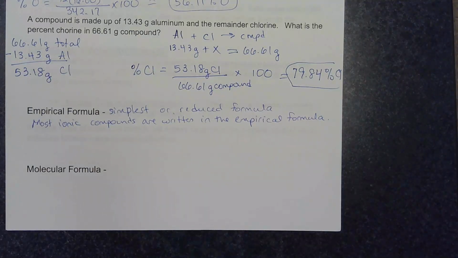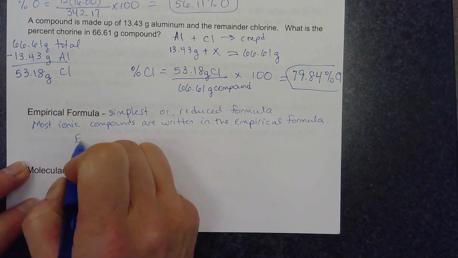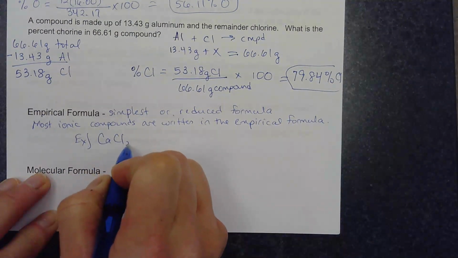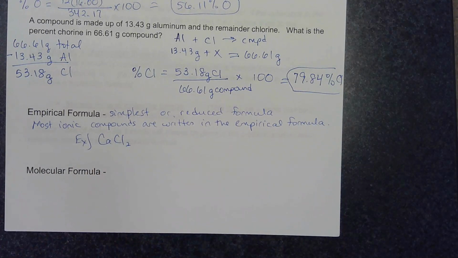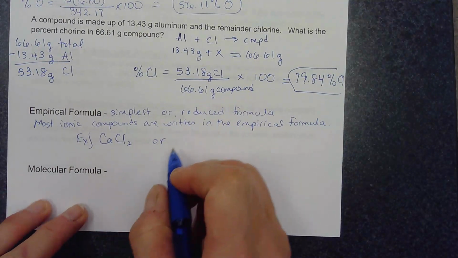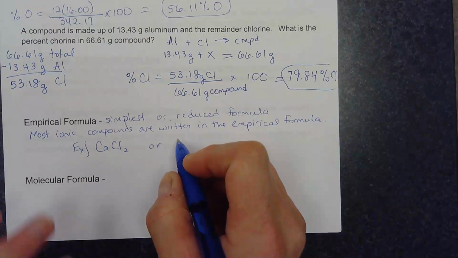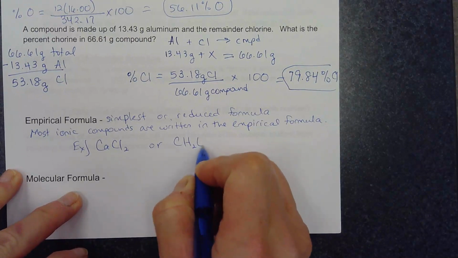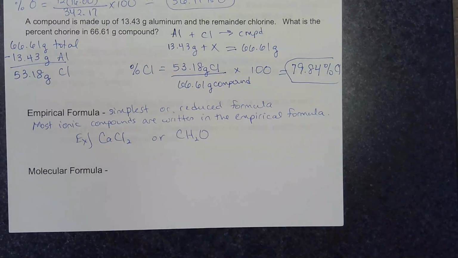So an example of this would be CaCl2. Can you reduce that any? Subscript-wise? No, that's in its reduced state. You cannot reduce that any at all. So that would be an empirical formula. Another one, that's an ionic compound. Another molecular formula would be CH2O. That is an empirical formula. It cannot be reduced any more than that.